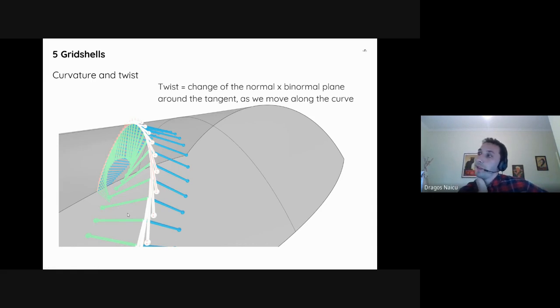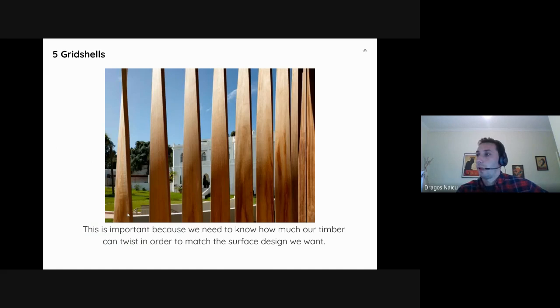So the twist is the change of the normal and the binormal plane around the tangent as we move along the curve. Now, why is this important? This is important because we need to know how much our timber can twist in order to match the surface design we want. So again, imagine putting your timber planks on the surface and it needing to do some kind of twisting like this. You need to be aware of that in order to account for it, to design for it, to check for it.